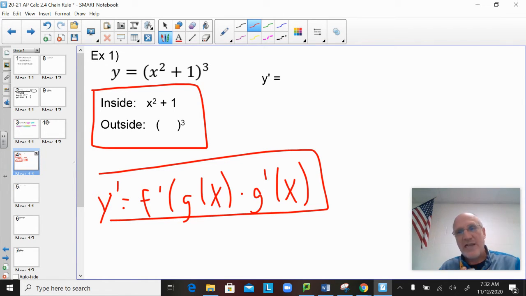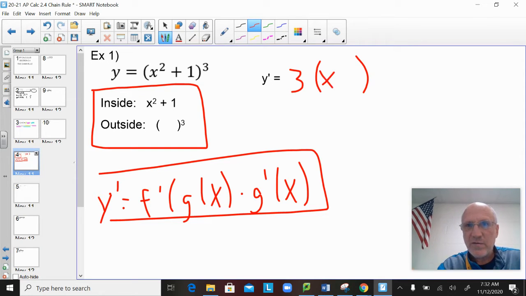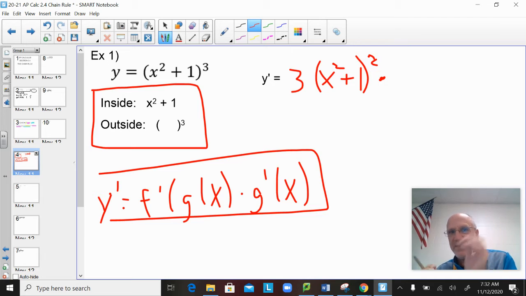Well, you've known for weeks now that the derivative of something to the third power is just 3 times that something to the second power. That's just the power rule. So this would be 3 times the inside unchanged, which is x squared plus 1 to the second power. There's the outside derivative of the inside unchanged, and then times the derivative of the inside. And the derivative of x squared plus 1 is just 2x.